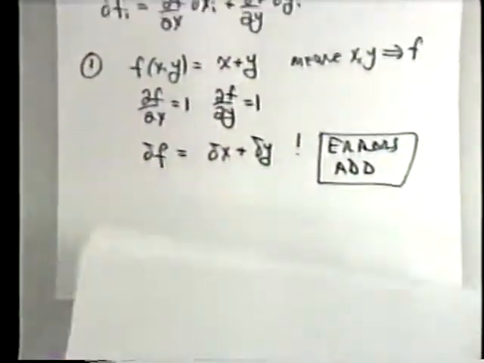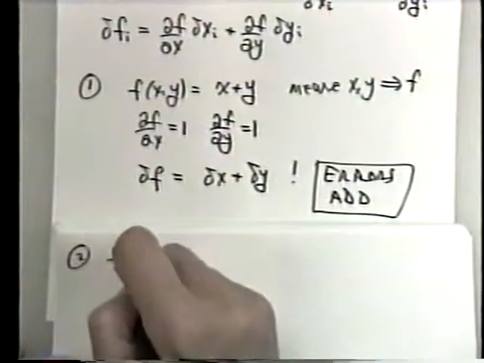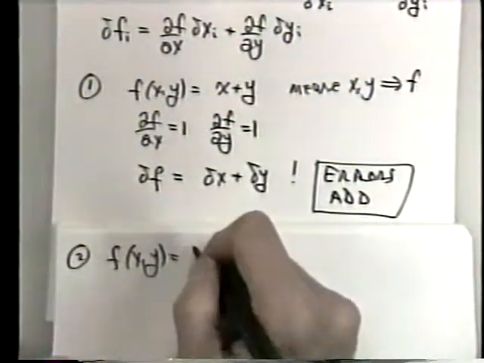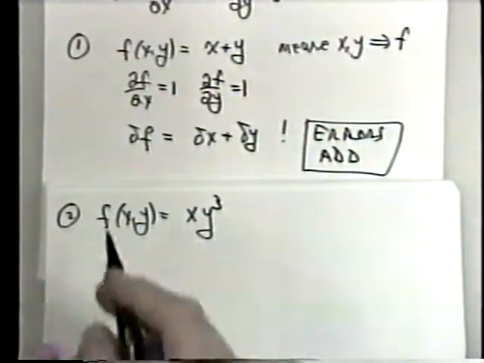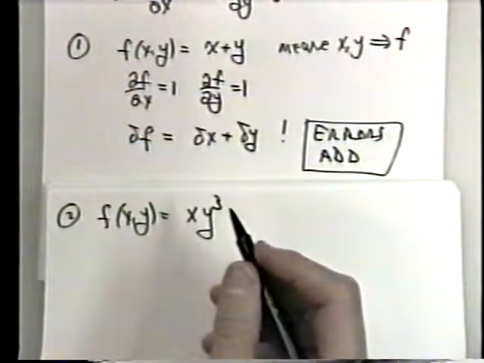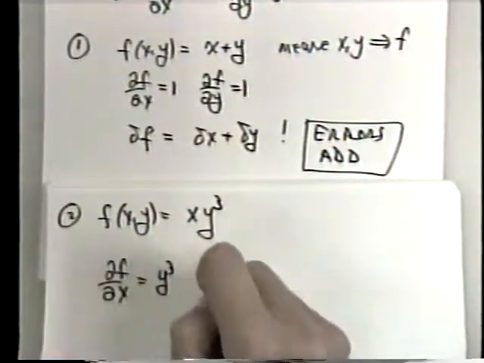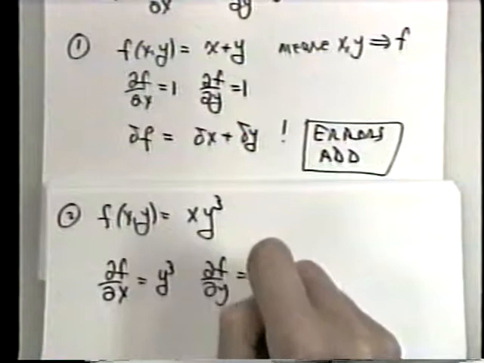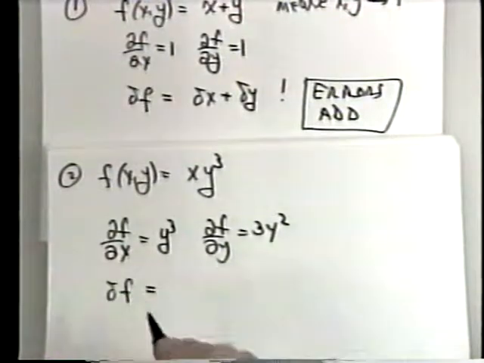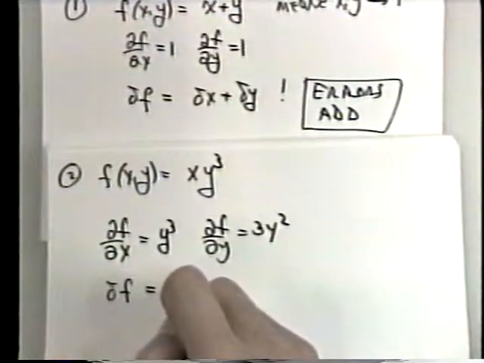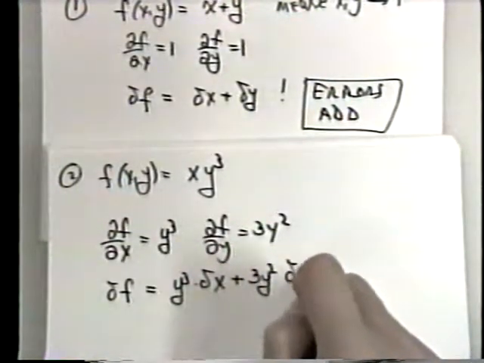And I'll keep this on the page. Let me give now a second example. Second example is, let's say f of x, y equals x times y cubed. So now let's do the same business again. And now f dx equals y cubed, the f dy equals 3y squared. And if I now do delta f, it's equal to y cubed times delta x plus 3y squared times delta y.